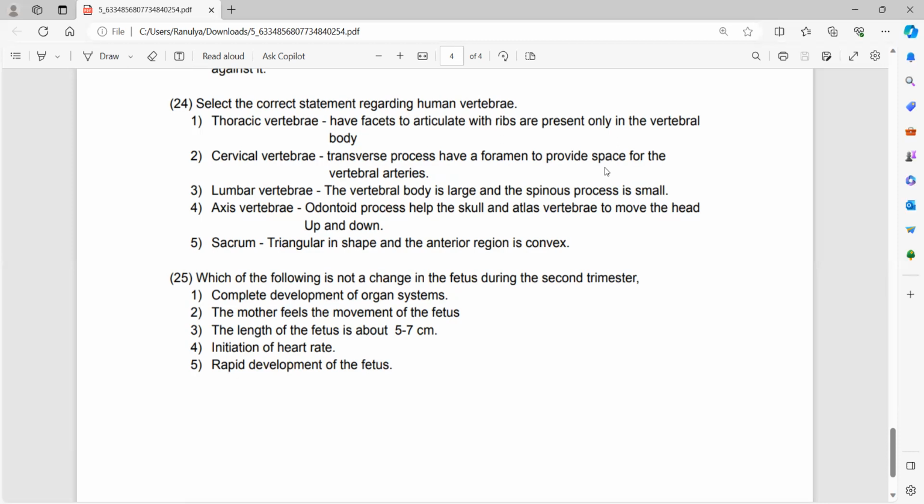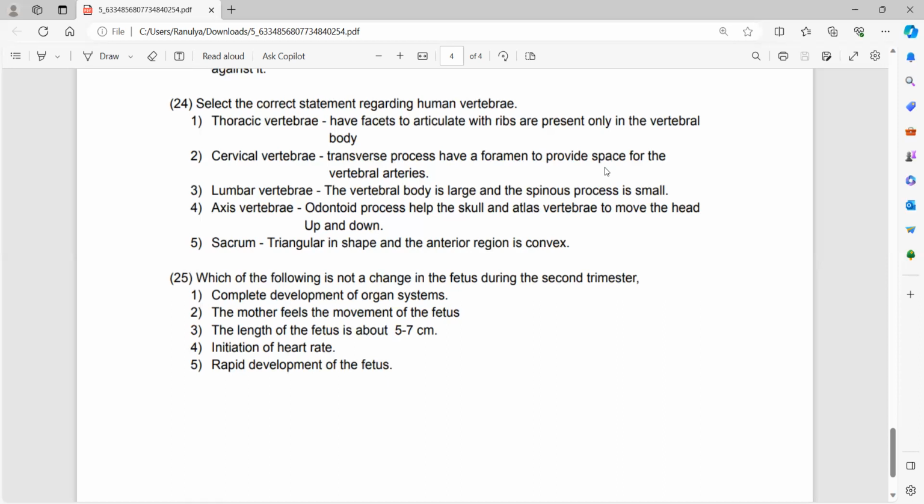Axis vertebrae, odontoid process help the skull and atlas vertebrae to move the head up and down, right? Odontoid process is the superior projection of the axis vertebrae. It articulates with the atlas vertebrae above, right? So the head pivots on this joint, right? And so we can turn our head side to side because of this joint, not up and down, right? So that's why the fourth statement is incorrect. Sacrum, it is the triangular shaped large bone. It has a concave anterior surface, not a convex one. So answer number 2.